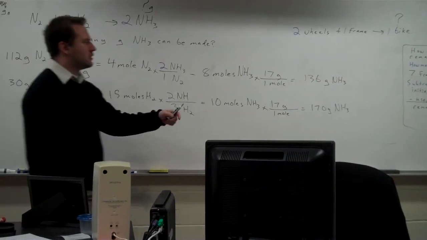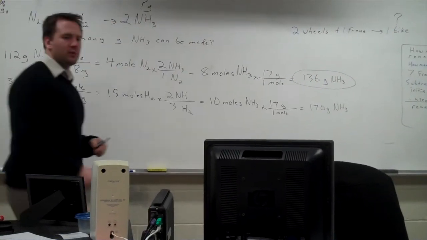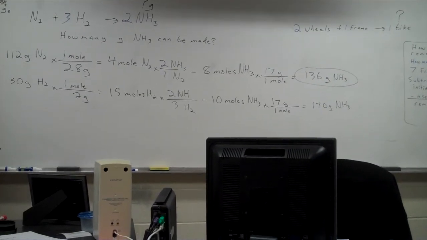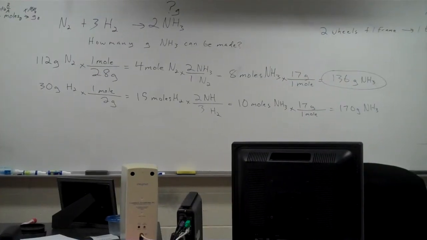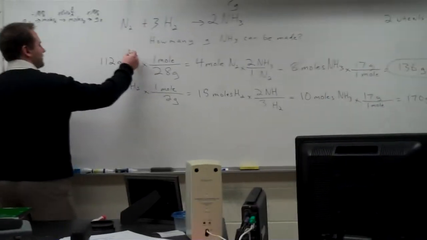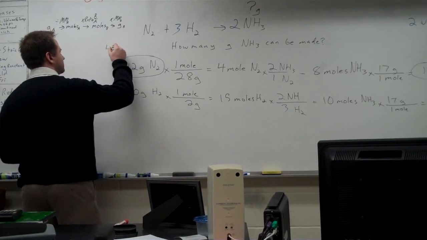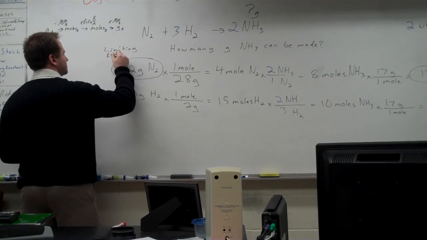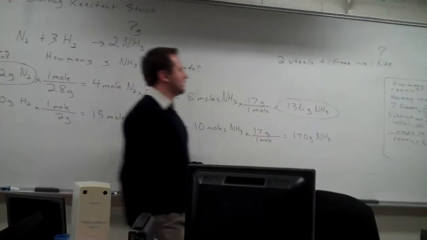But whatever the lower number is, that's the amount you're actually going to be able to make. Just like we were doing the problem with the wheels and the frames, you could only make the amount of bikes as the amount of frames you had. So this is going to be our limiting reactant. And this will be your theoretical yield.